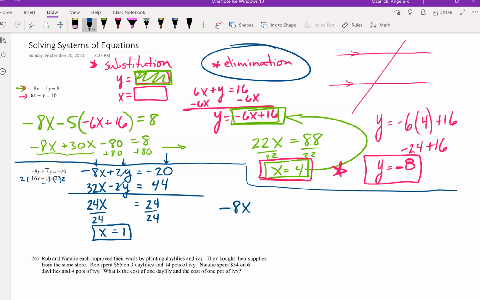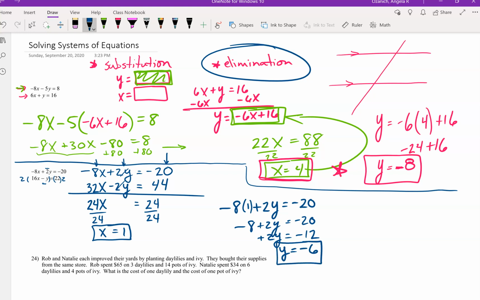The negative 8x plus 2y is equal to a negative 20. And in the place of my x, I'm going to get rid of that x because I know what x is equal to. And I'm going to plug in my x is equal to 1. So it looks like we have negative 8 plus 2y is equal to a negative 20. We're going to add 8 to both sides. We're going to do a little mental math here to save space. Add 8, get negative 12, and divide by 2, and we get a negative 6. So now you have a value for x and a value for y, and you are finished.